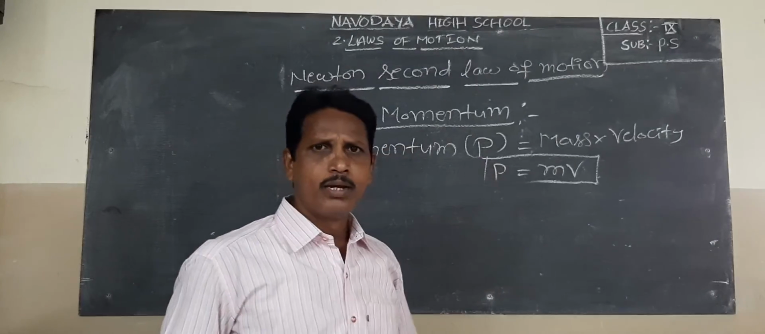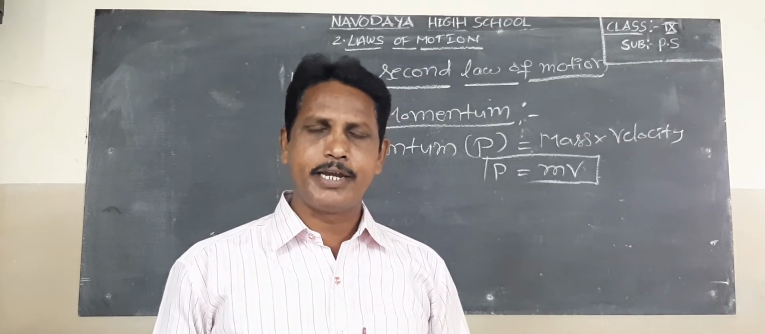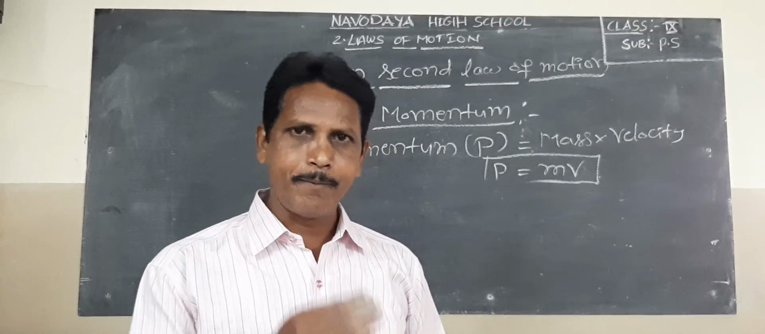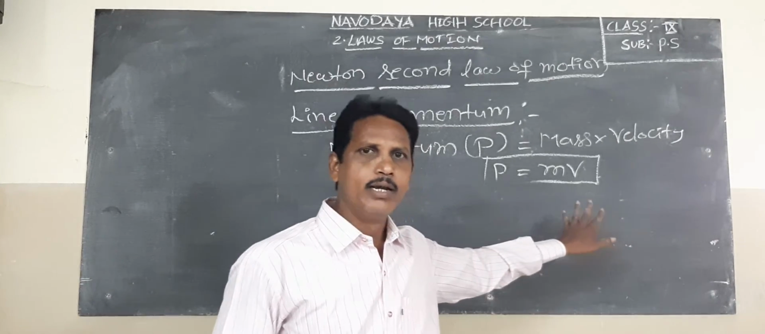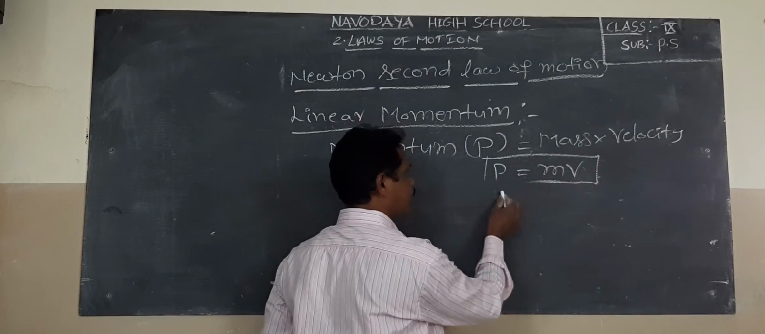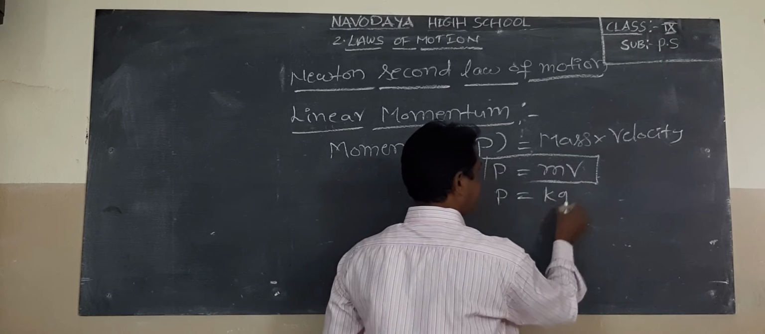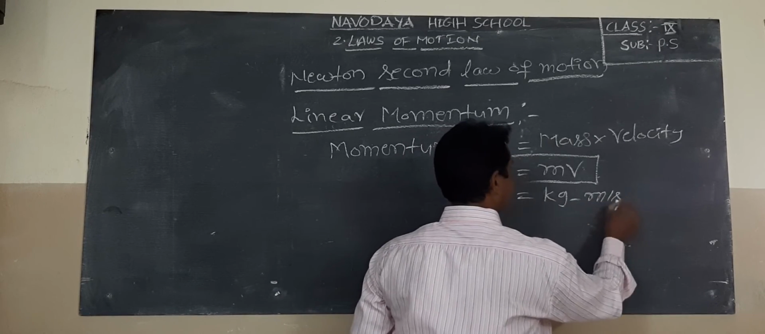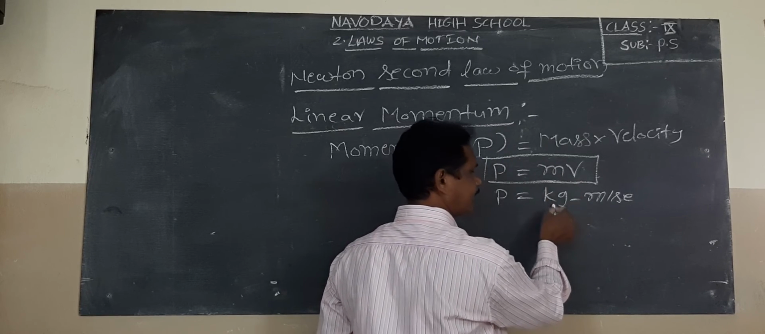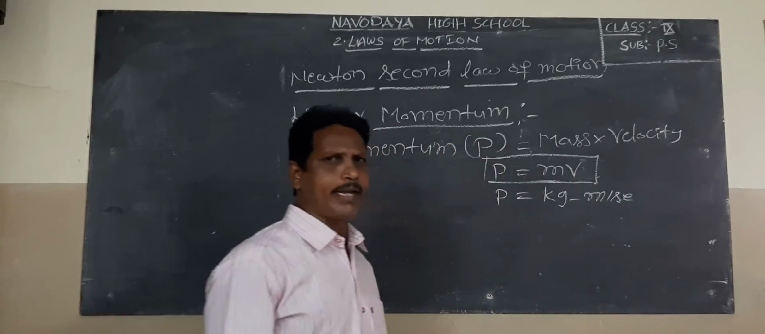Linear momentum is the product of mass and velocity. The product of mass and velocity is called momentum. Momentum is denoted by the letter P. P equals m into v. The SI unit of momentum is kg meter per second. The unit of mass in the SI system is kg. The unit of velocity in the SI system is meter per second.